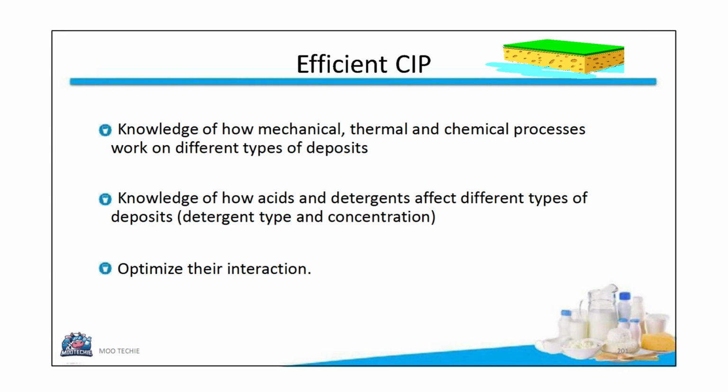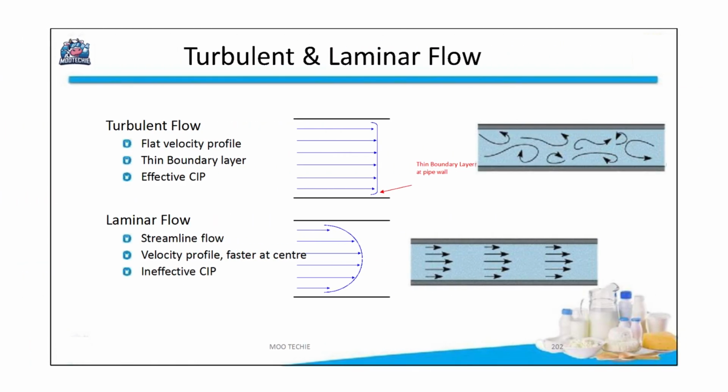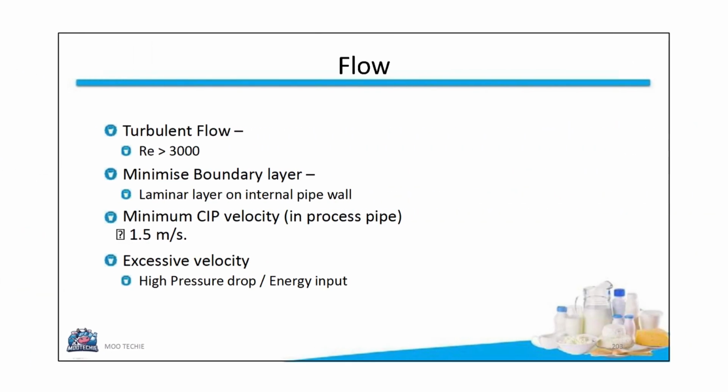A key concept in CIP is fluid dynamics, specifically turbulent versus laminar flow. Turbulent flow has a flat velocity profile and a thin boundary layer at the pipe wall, which makes it very effective for CIP. In contrast, laminar flow is a streamlined flow where the velocity is faster at the center of the pipe. This creates a thicker boundary layer and is ineffective for CIP, as it does not provide the necessary scouring action.